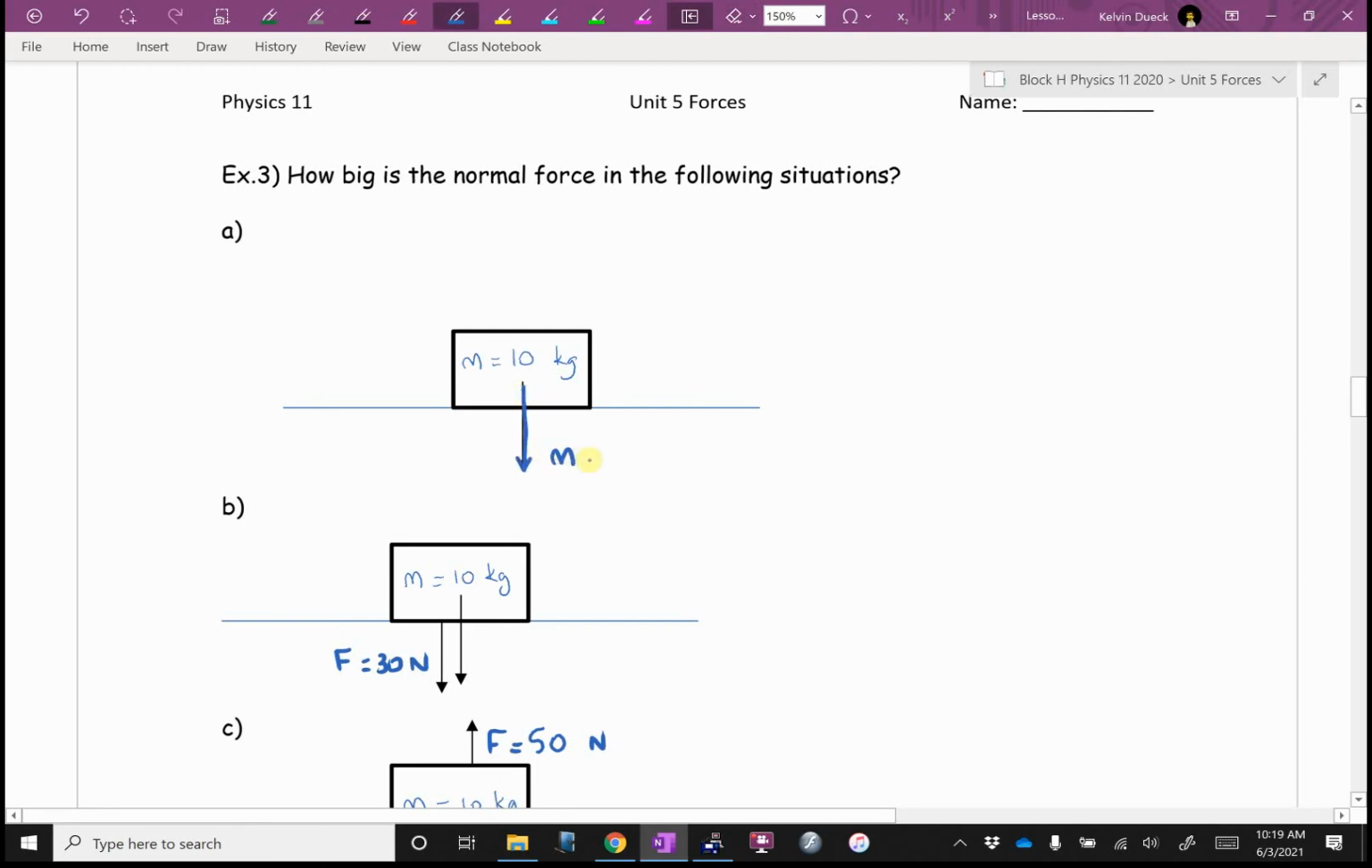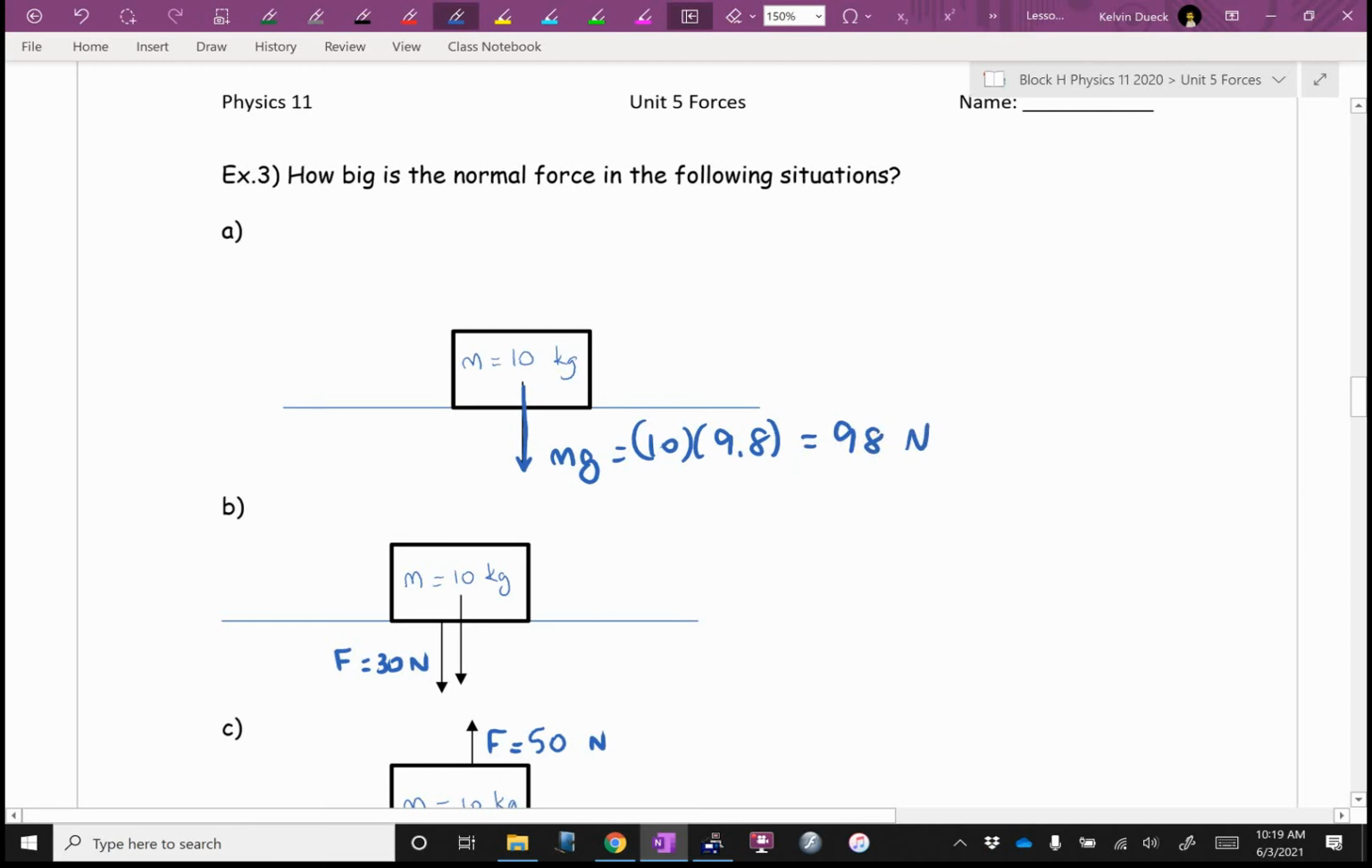I'm going to call it mg. Not only that, Braden, I can calculate it. What is the mass? What's g as a number exactly? I didn't say what's g rounded off roughly. Braden, what's g as a number exactly? Without a calculator, can you do 10 times 9.8 in your head? Or use a calculator if you need to. 98 newtons.